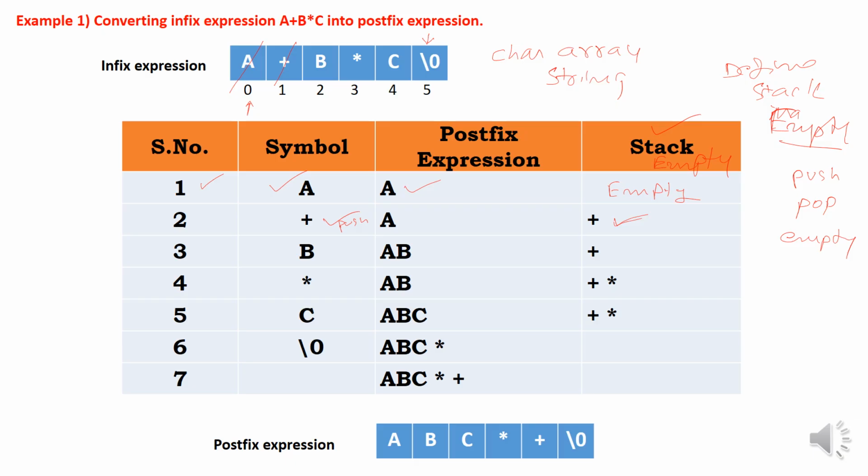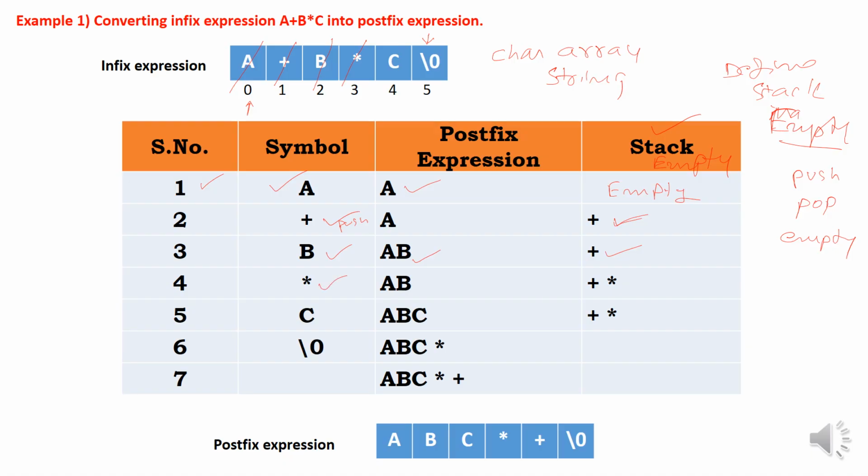Then read the next character from the infix expression, B. Is it an operand or operator? It is an operand. If it is an operand, just add it to the postfix expression. Already in the postfix expression A is there, and in the next position place B. And now the stack contains plus. So the stack contains only one character. Then read the next character from the infix expression, asterisk.